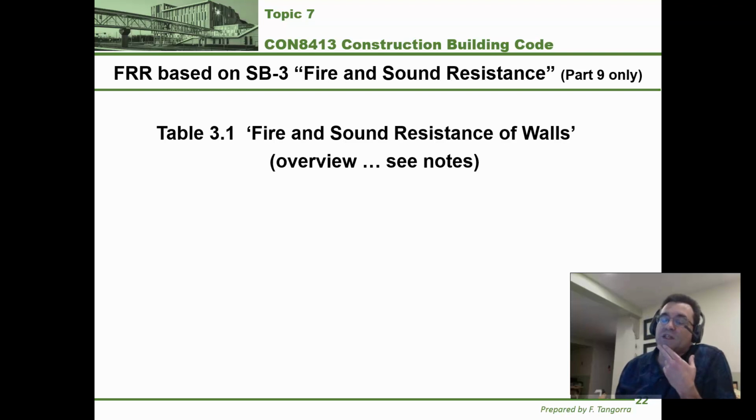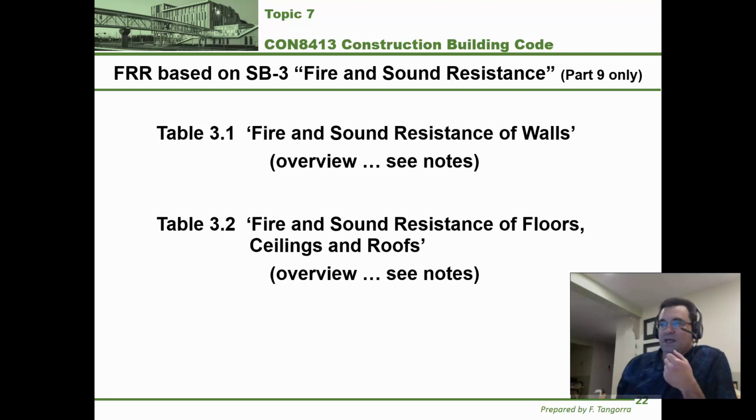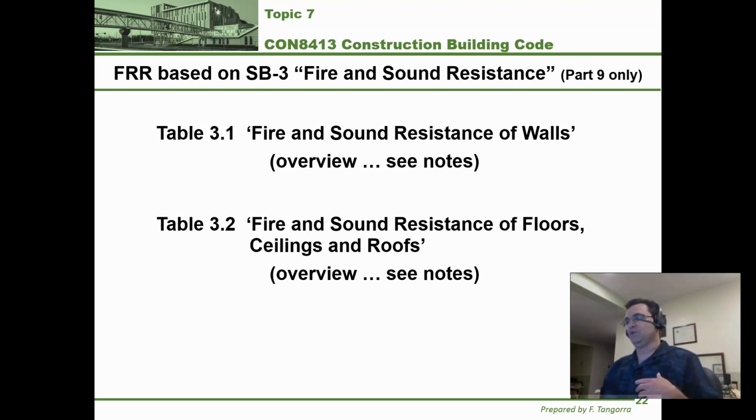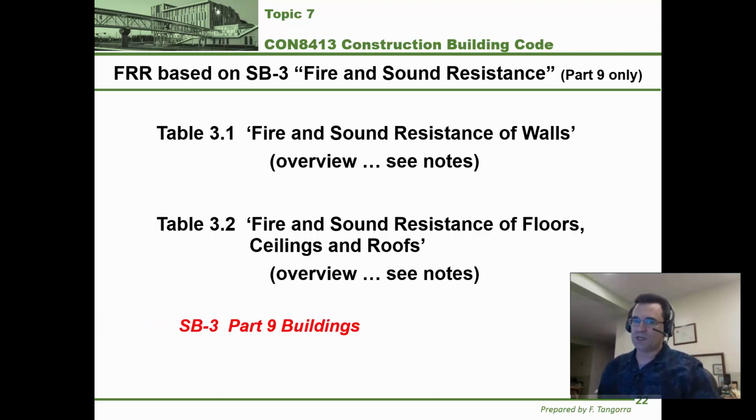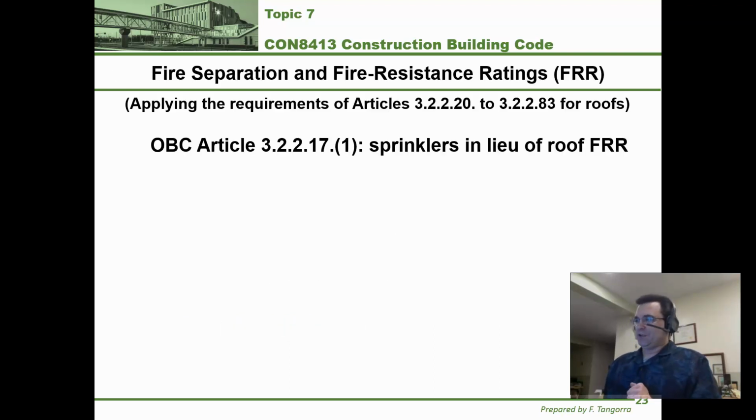Now let's talk about SB3, Supplementary Standard 3, which deals with fire and sound resistance of walls. It has table 3.1 and 3.2. One of them is for walls, so vertical members, and 3.2 is for horizontal members, so that's floors, ceilings, and roofs. Go check it out because the course notes explains it very well. I don't want to take too much of your time because we're coming up to about 20 minutes now. Here's one thing that's really important. SB3, which is kind of like another IKEA catalog, check it out, only works for Part 9 buildings. Okay? Alright. I think we're getting very close here.